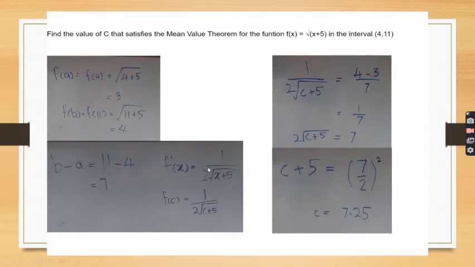Then we move to find f'(x) for the next step. For f'(x), we get 1 over 2 square root of x plus 5. To get f'(c), we just need to change x in this question into c, so we get f'(c) equal to 1 over 2 square root of c plus 5. By using the formula, we get c equal to 7.25.